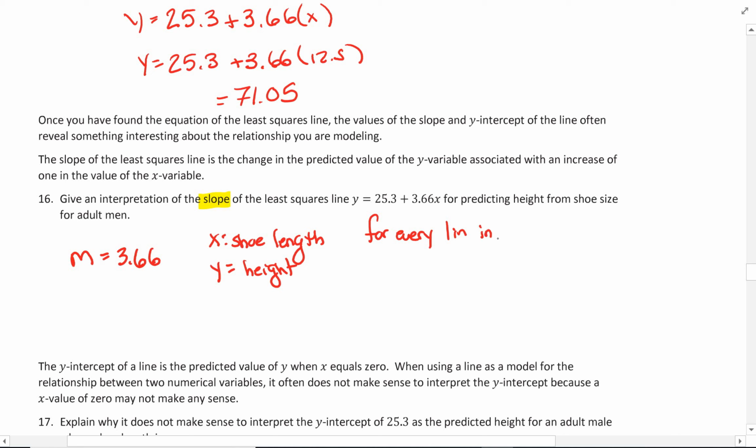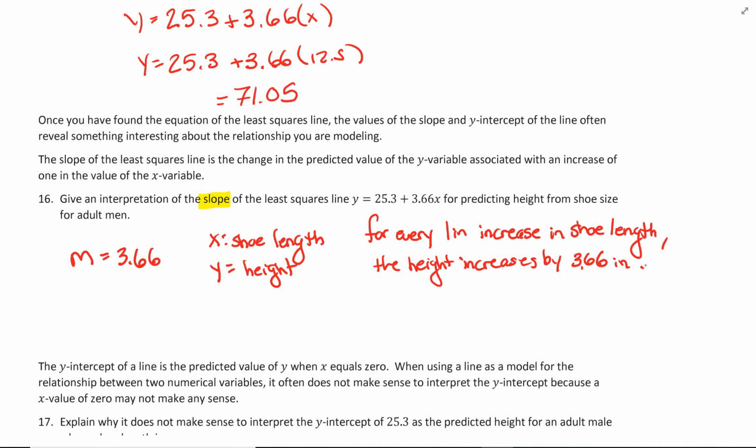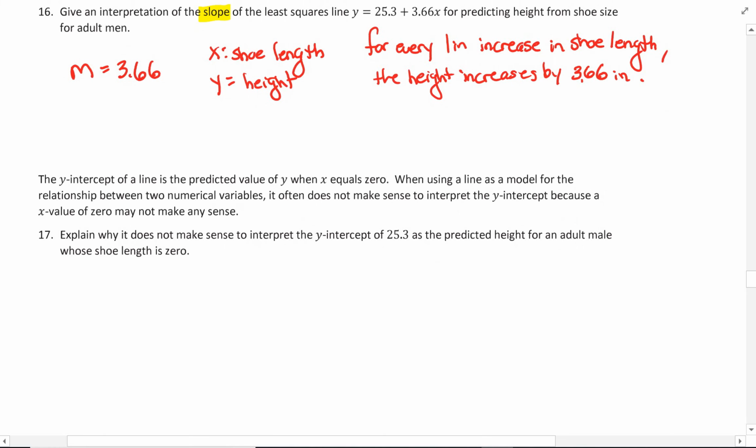1 inch increase in shoe length, the height increases by 3.66 inches. And again, the height increases by 3.66 every time the shoe length increases by 1. That's what slope is. Now the y-intercept, on the other hand, if you guys remember anything, the y-intercept is typically the starting point. So anytime we talk about the y-intercept, we talk about the starting point.